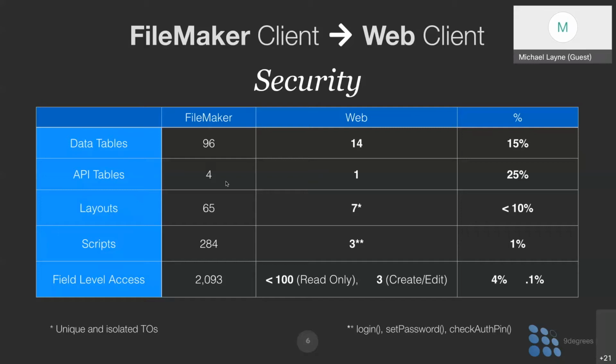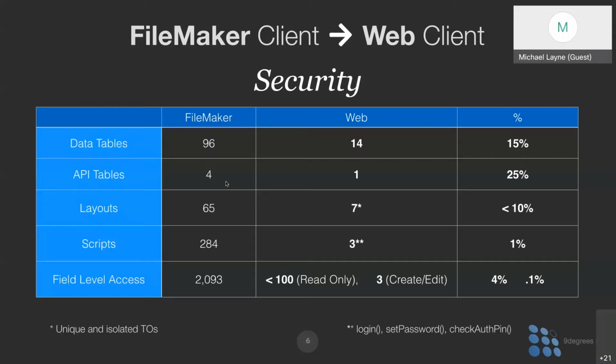There are API tables that we use. There's one that's exposed to the web. Then of all the layouts we have, 7 layouts are exposed to the web. So the REST privilege set only has access to the things in the web column. And then scripts is another thing.